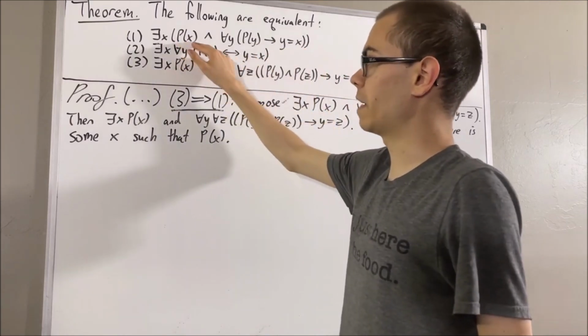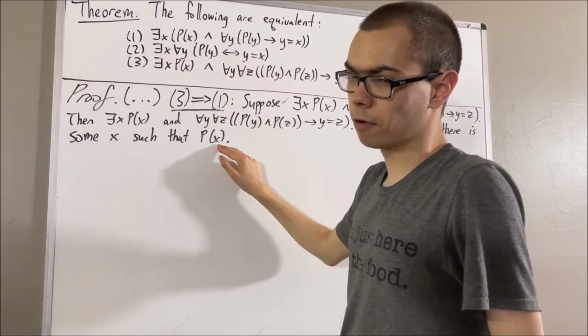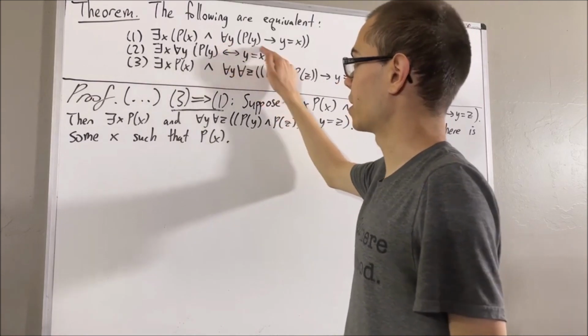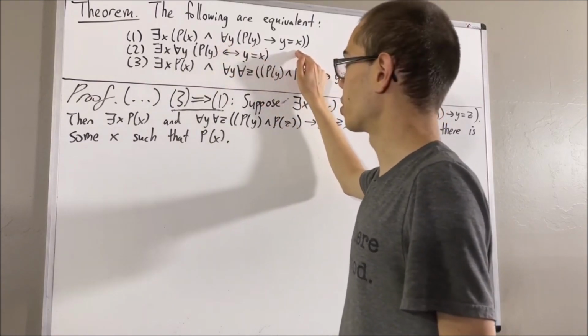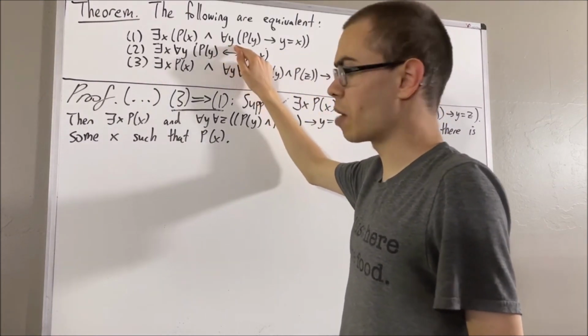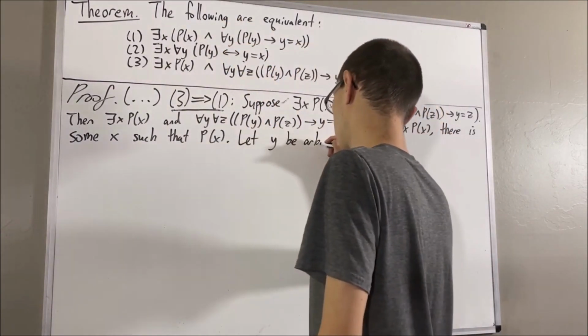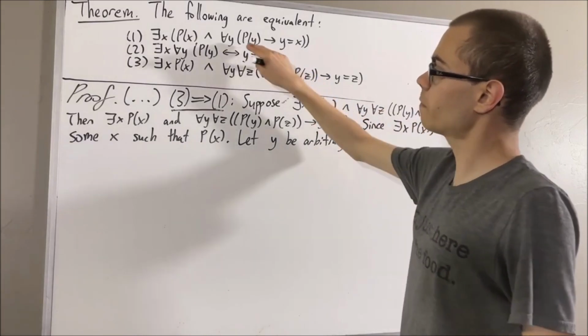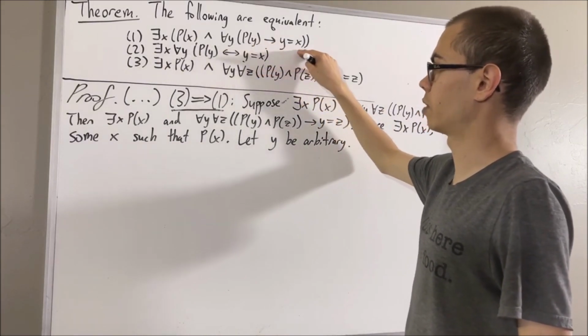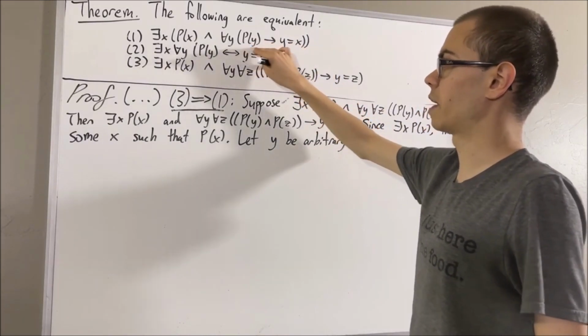Well, we already know that p of x is true. That's what we have here. So all that's left is to show that this is true. So since we're trying to prove the statement about every object, give me an arbitrary object. I'll call it y. And from here, we want to show if p of y is true, then y is equal to x. So let's suppose that p of y is true.